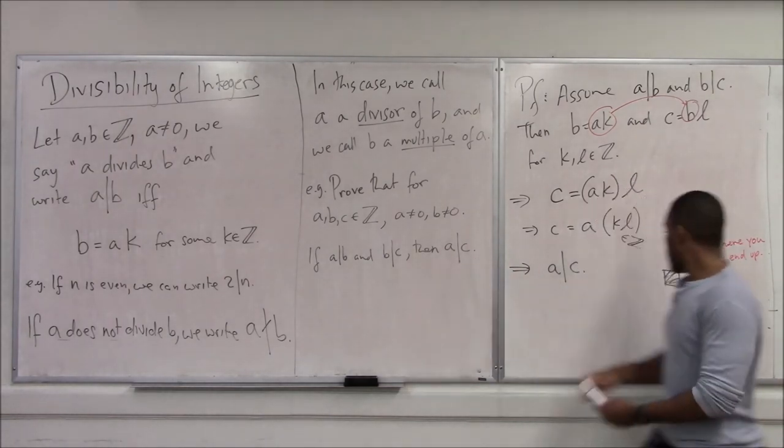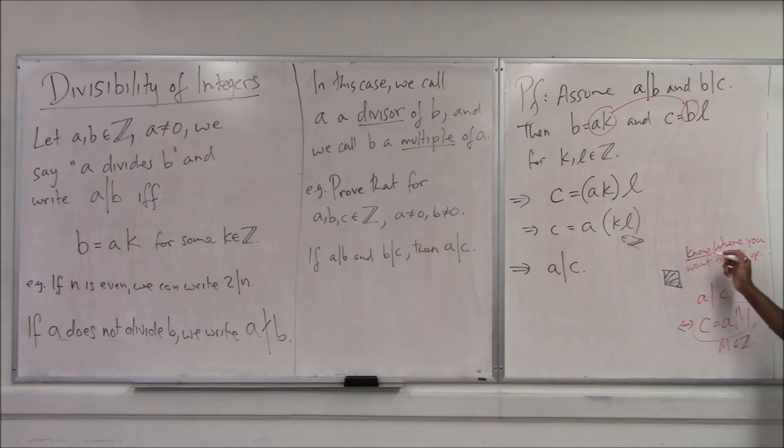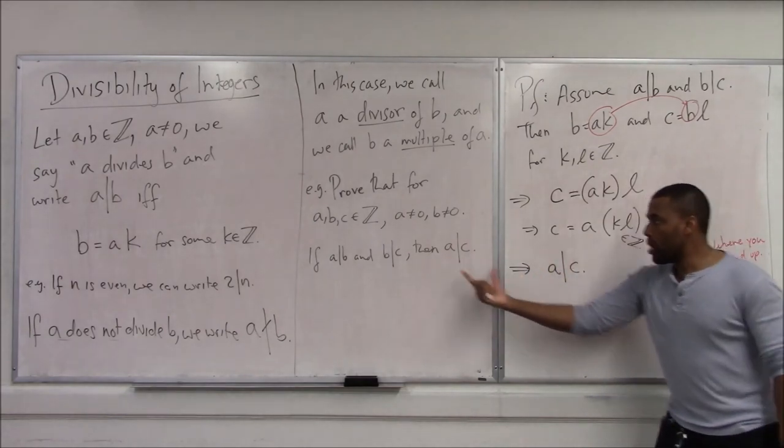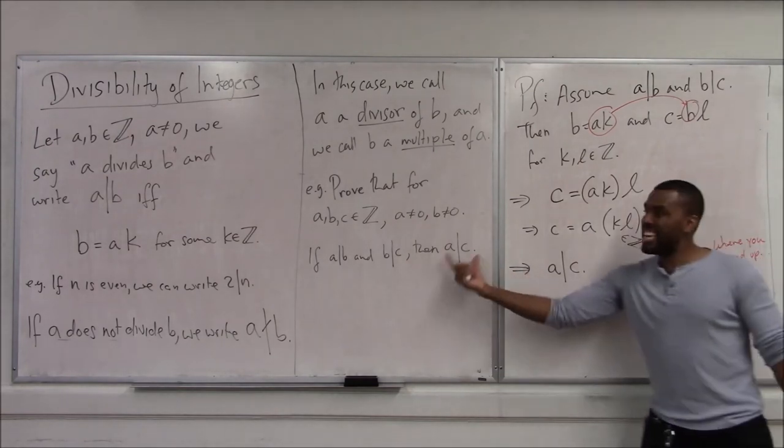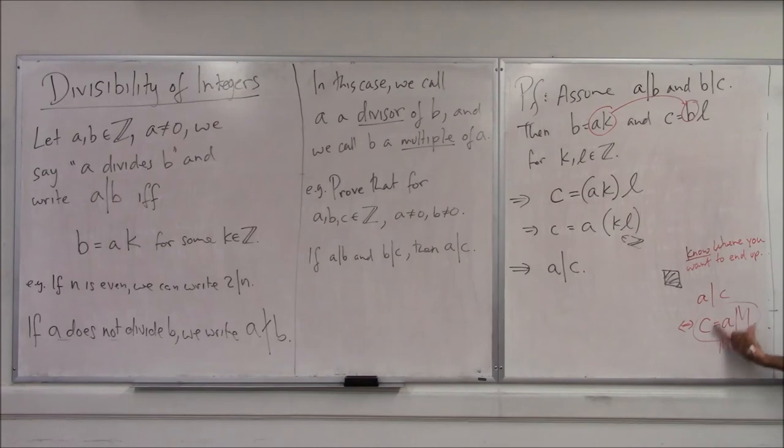But when I say know where you want to end up, I want you to know what mathematical statement would imply saying that statement that you want to end up with. So to be able to say this, I need to be able to say this. And this is just a mathematical equation, it's easy to get to. You know what I mean? Conceptually, it's easy to get there. So it gives you a goal.